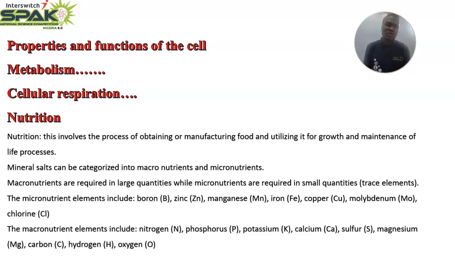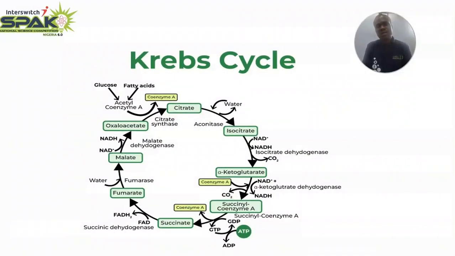We have metabolism, cellular respiration, nutrition, growth, etc. Briefly, what is metabolism? Metabolism is the sum total of biochemical reactions that occur in a living cell. It's divided into anabolism and catabolism. Anabolism has to do with the building up of organic material, while catabolism deals with the breaking down of organic material. Of course, cellular respiration, where food is broken down, is a catabolic reaction, while photosynthesis is an anabolic process.